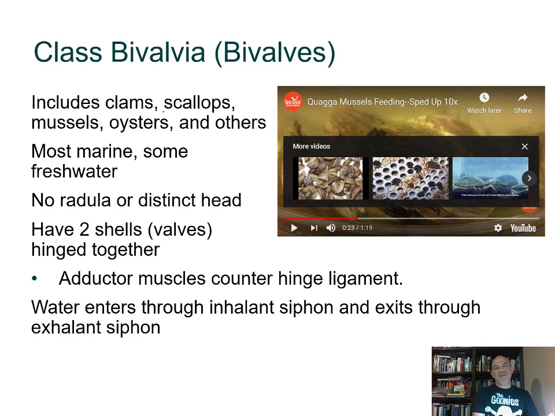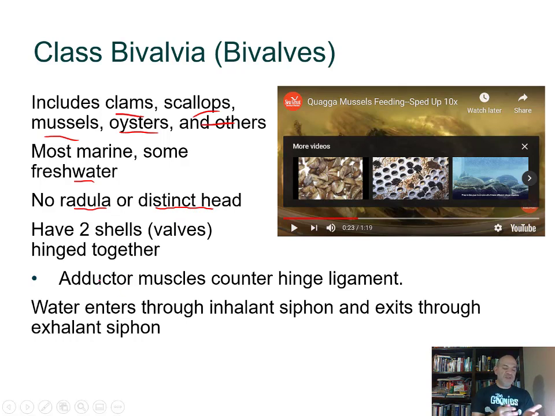But these bivalves, they have two shells. Each shell is called a valve. They include clams, scallops, mussels, oysters, and others. Many are marine, some are freshwater. There's no radula. They're filter feeders. There's no distinct head. They don't appear to have a head at all, but they do have a mouth. They have the two shells.